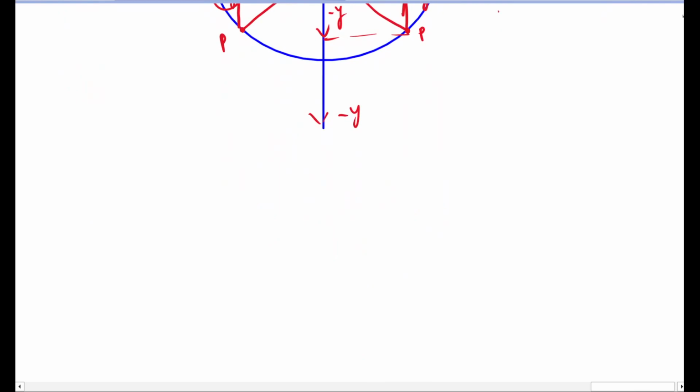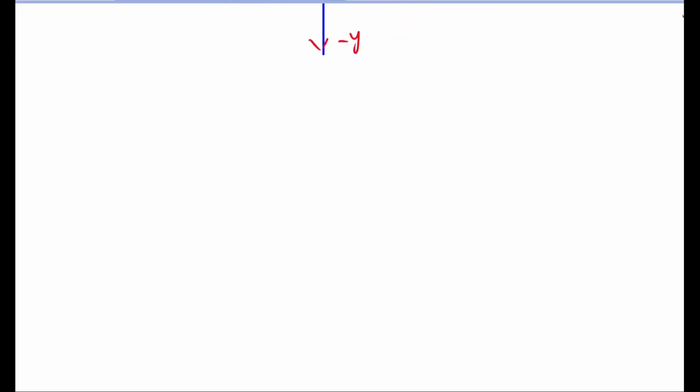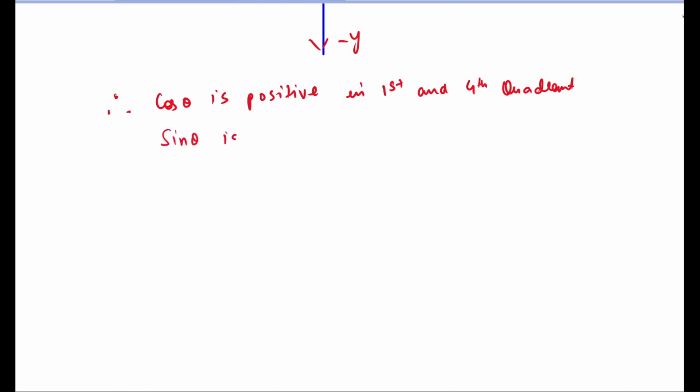So we can write it as follows. From this we can say, therefore, cos theta is positive in the first and fourth quadrants, and sine theta is positive in the second and third quadrants.